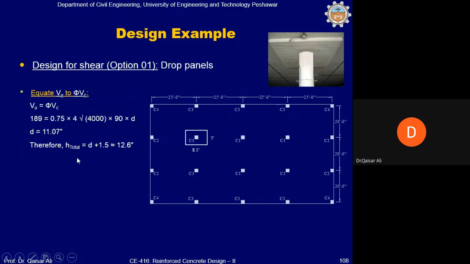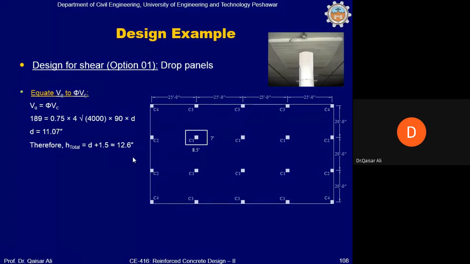The drop panel requirement is now, if D is 11.07 inch, the total thickness including the thickness of the slab is now D plus 1.5 inch, because this is the cover and reinforcement requirement. So 11.07 plus 1.5, 12.6 inch thick slab is required.